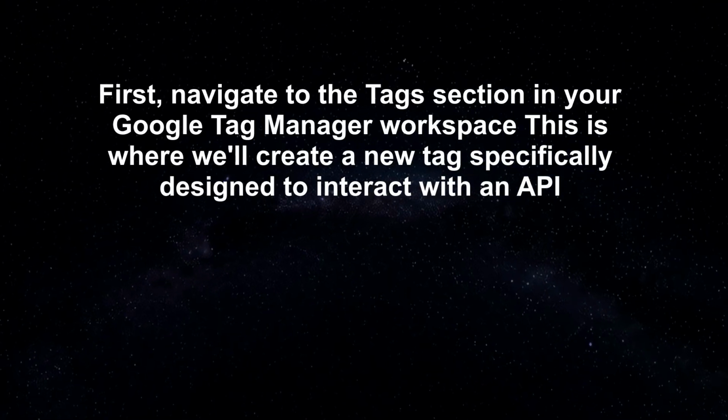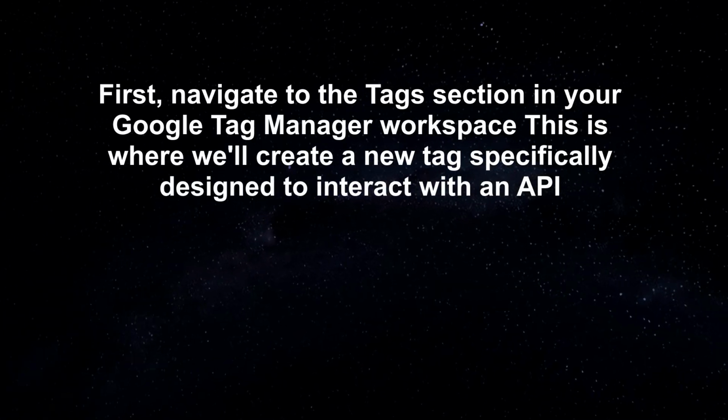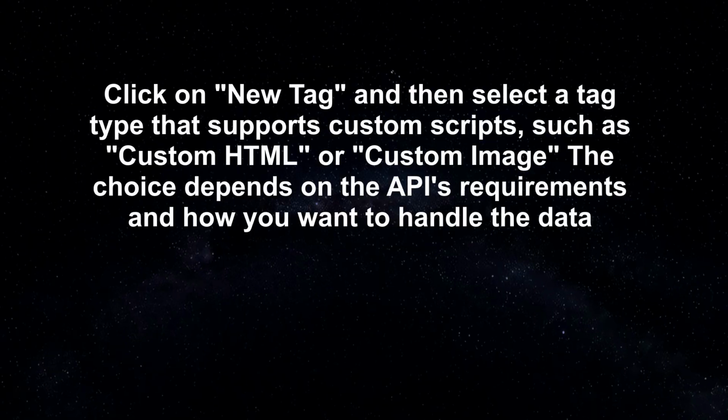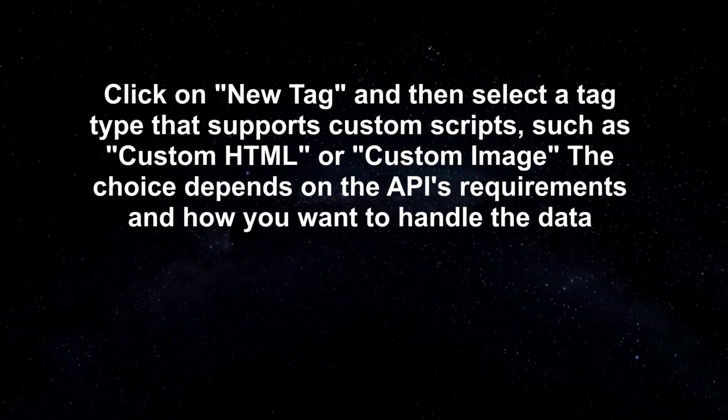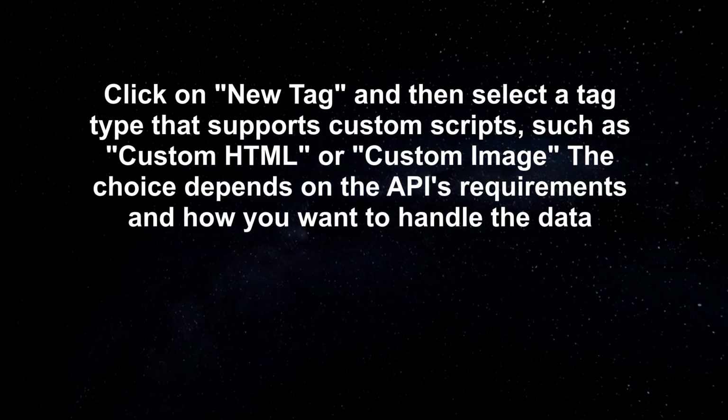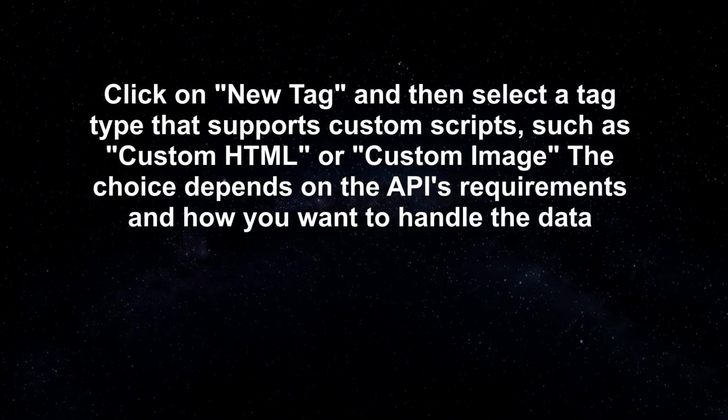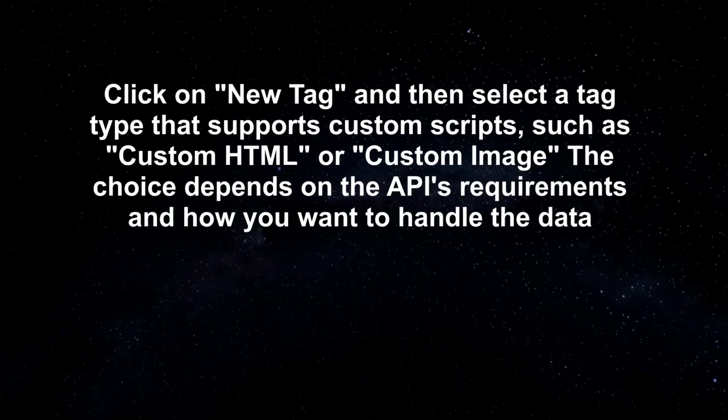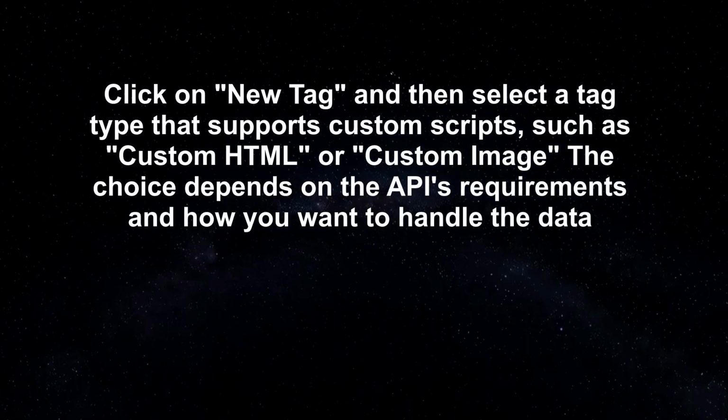This is where we'll create a new tag specifically designed to interact with an API. Click on New Tag and then select a tag type that supports custom scripts, such as custom HTML or custom image. The choice depends on the API's requirements and how you want to handle the data.